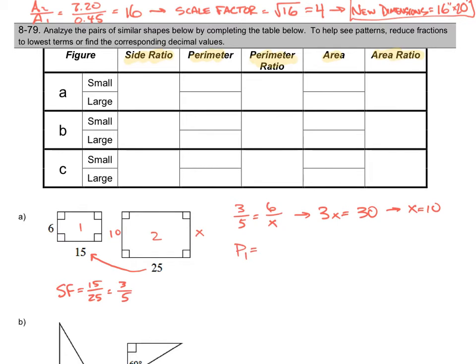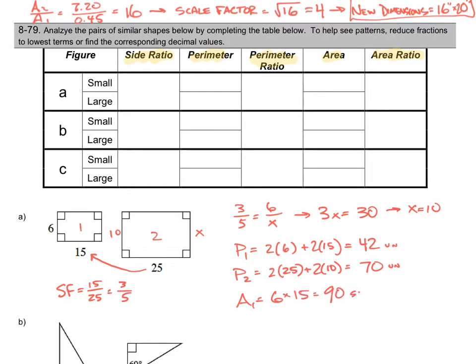We're going to do some perimeter work here. And that perimeter is 42 for the smaller shape. Let's look at the perimeter of the larger shape. And that's 70. These are in just plain old units. We don't know if they're inches or miles or what. Now let's look at area. The first shape has an area of 6 times 15, 90 square units. The second shape has an area of 10 times 25, and that's 250 square units. Okay, I think we've calculated everything we need to.